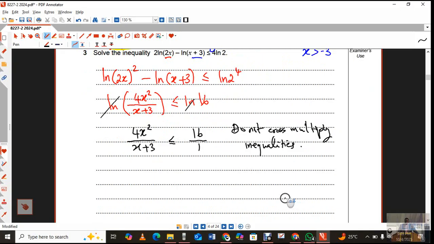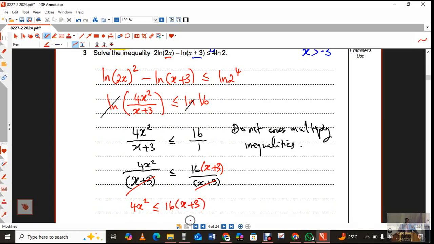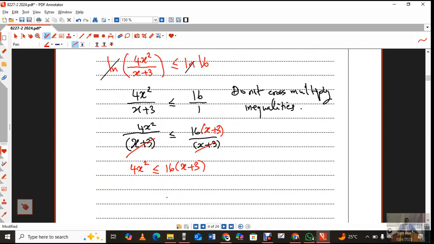So what we're going to do here is make the denominators the same, using the LCM. I'm going to take x plus 3, and 4x squared remains, and here I'm going to have x plus 3, which implies that the 16 has to be multiplied by x plus 3. Once we're at this scenario, we can drop the denominators, and then we have 4x squared less than or equal to 16 times x plus 3.